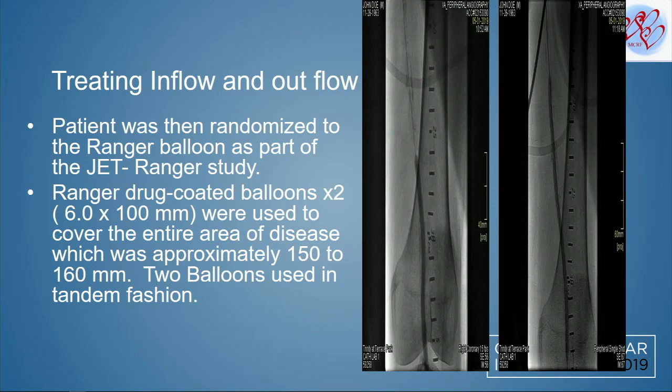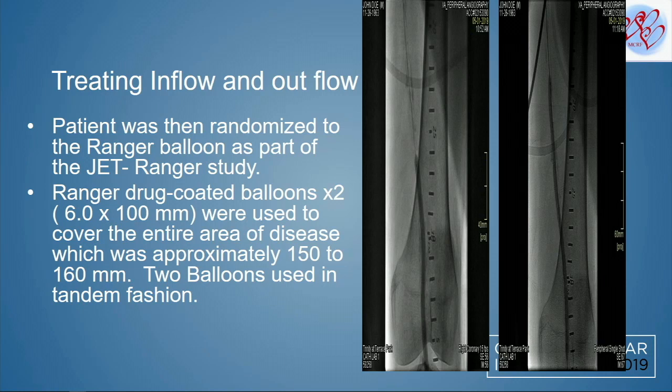At this point, the patient has severe disease, so now we opted to treat his outflow portion. With his severe calcium, his long lesion and CTO, he would qualify for the JET Ranger study. So just a short introduction about this study. It's a prospective randomized study, 2-arm randomization, atherectomy and DCB versus DCB alone, and this is primarily run by the foundation with Dr. Shammas being the PI. After randomization, the patient was randomized to the Ranger arm.